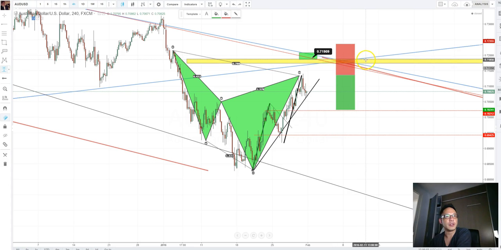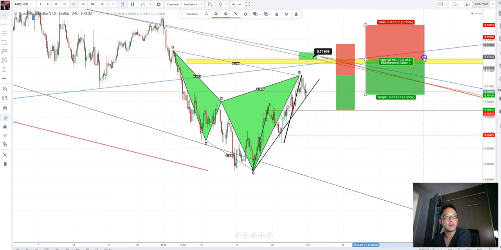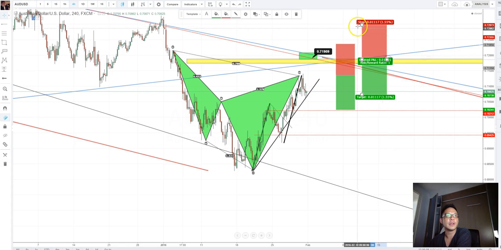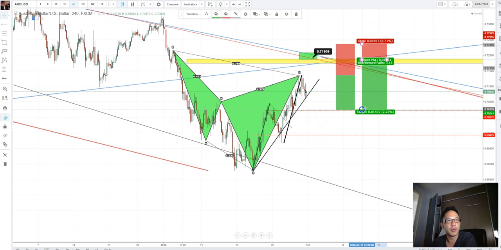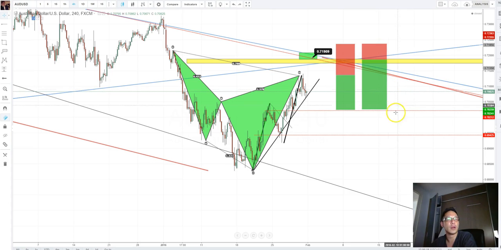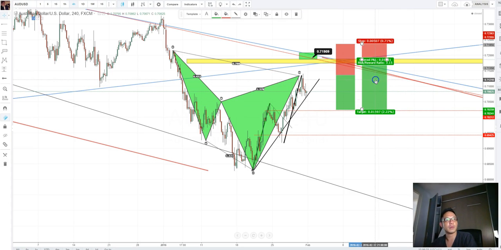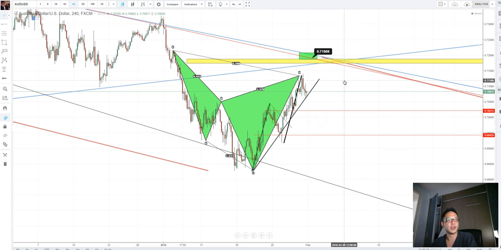But if I look for an entry around here, same stops, maybe a bit more if you want, look at the improvement in the risk reward. You're looking at 1 to 2 or 1 to 2.5, 1 to 3 actually. So if you put in $1, you're hoping to gain $3, whereas with the first one you're looking to gain $1 basically.